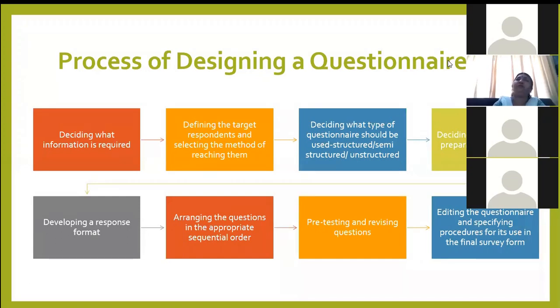These are the important steps involved in the process of designing a questionnaire. You should remember that all these steps are very important. You should not skip any of these steps, and most often research scholars fail to remember that the first 2-3 steps are very important. We have to do all these steps while designing a questionnaire. You must be familiar with all the steps involved in designing a questionnaire.